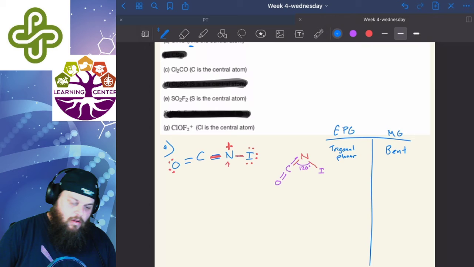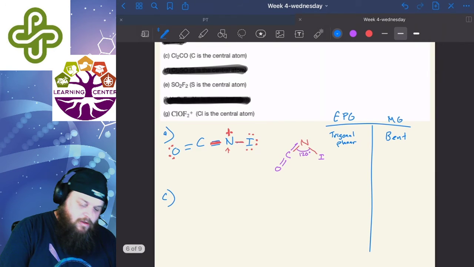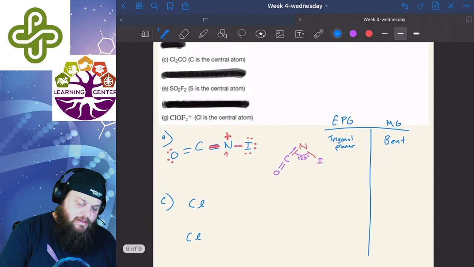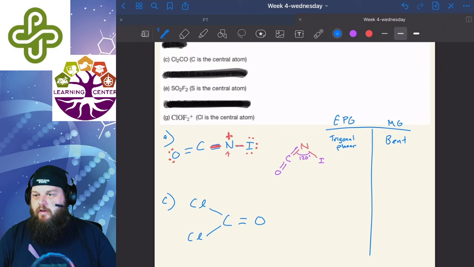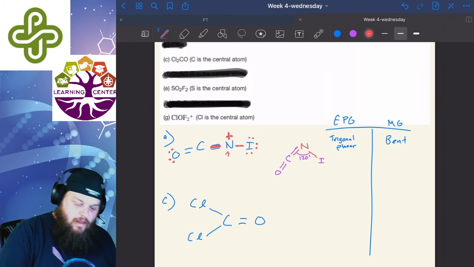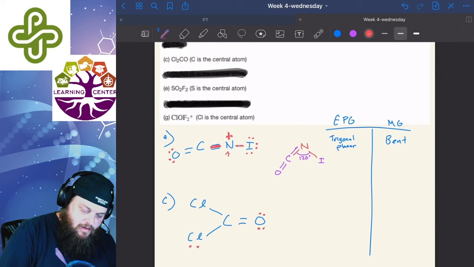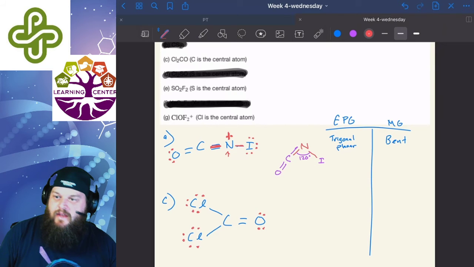I'm going to run through all of these guys. So for part C, we have Cl2CO. So Cl2 means that it's Cl, and it says that carbon is the central atom. That's the one we're really looking at. So then carbon and then oxygen. And these are going to be double bonded, and those chlorines are going to be bonded to that carbon. We can see electron-wise, the oxygen is going to have 2 sets of lone pairs. The chlorine is going to have 3 sets of lone pairs. And the carbon has its octet. It's happy. It doesn't have any lone pairs.